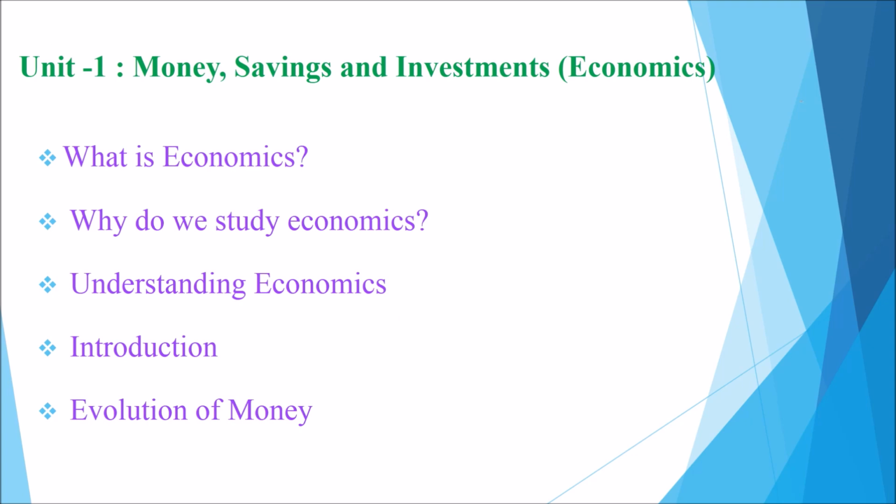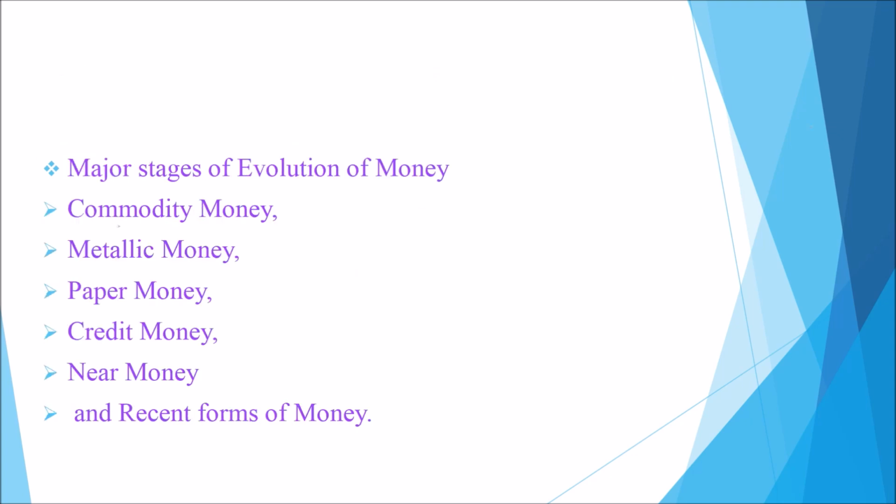Now we are going to revise the first unit in economics, which is money, savings and investments. Now let's see the gist of the lesson. What is economics? Why do we study economics? Understanding economics. Introduction part. Evolution of money. Next, major stages of evolution of money. Under this, we have commodity money, metallic money, paper money, credit money, near money and recent forms of money.